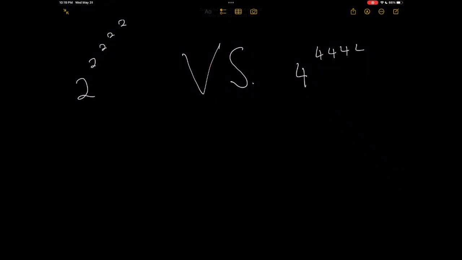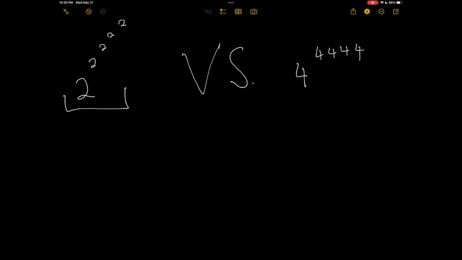Which one is larger? 2 to the power of 2 to the power of 2 to the power of 2, or 4 to the power of 4,444? Well, let's try and make sense of the first one.